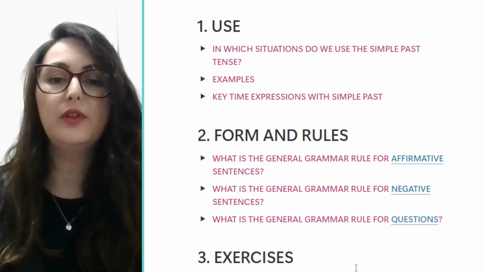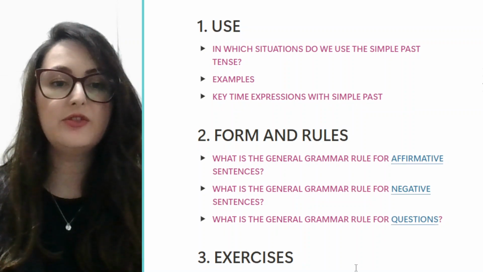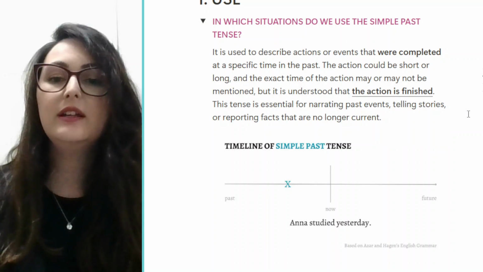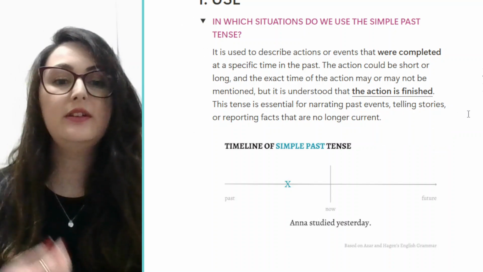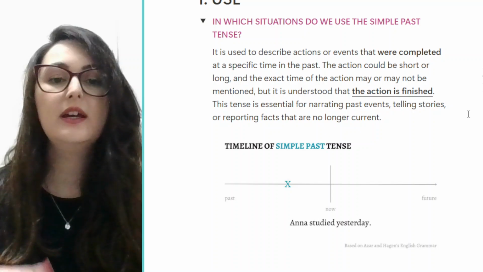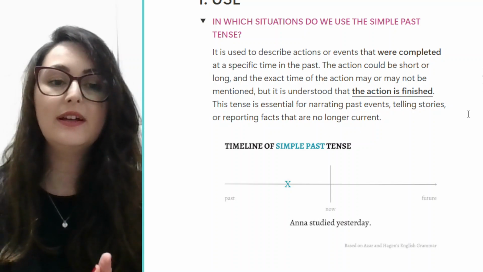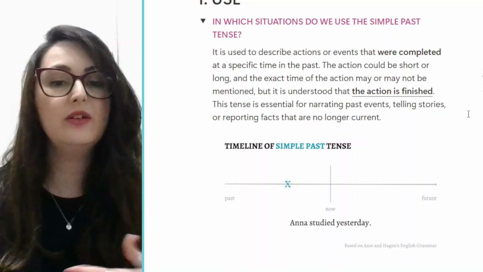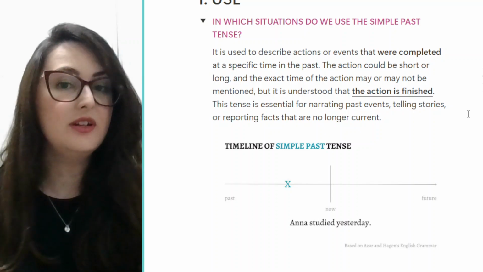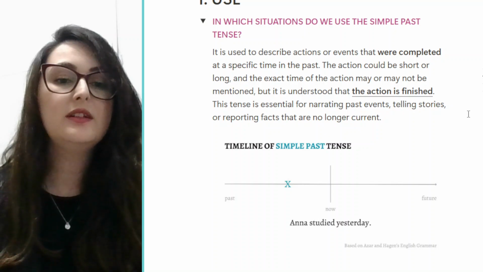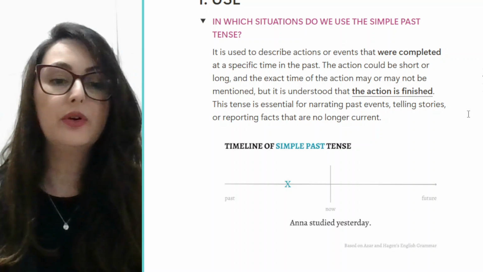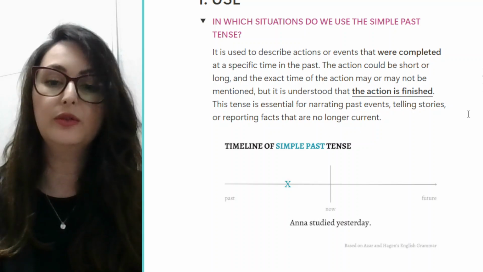So let's start with use. In which situations do we use the simple past tense? So it is used to describe actions or events that were completed at a specific time in the past. The action could be short or long, and the exact time of the action may or may not be mentioned, but it is understood that the action is finished. This tense is essential for narrating past events, telling stories, or reporting facts that are no longer current.